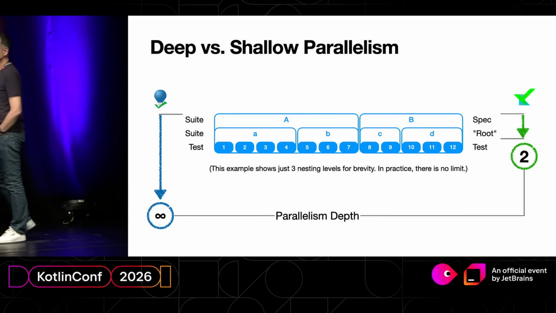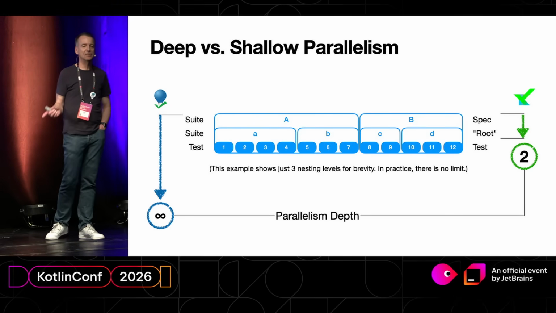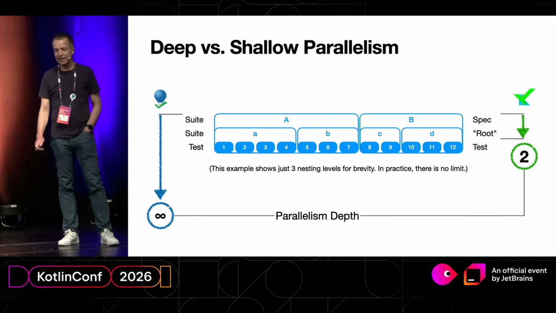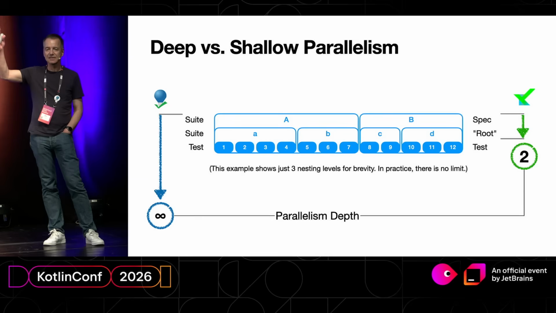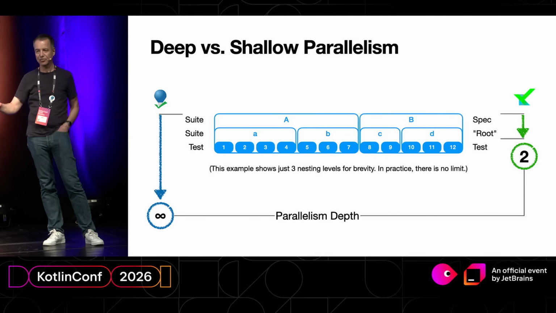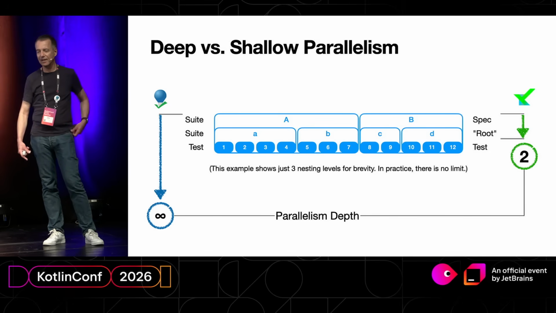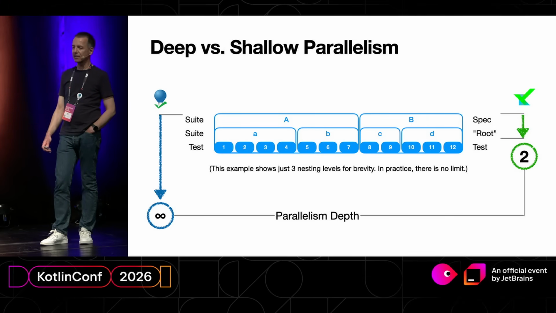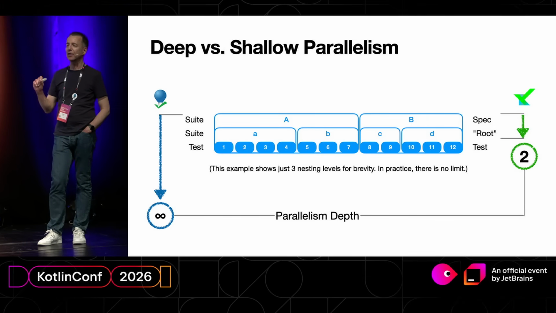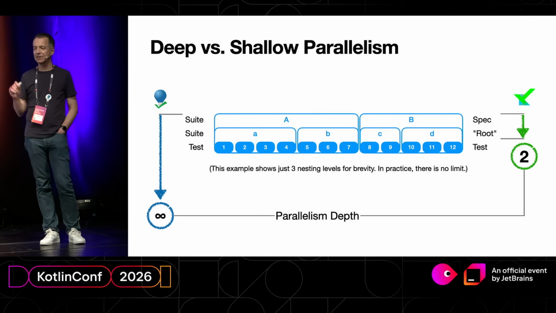And it turns out that the difference is deep versus shallow parallelism. TestBalloon, when you select concurrent execution, parallelizes across the entire test tree, right? From the top down to the very bottom, regardless of the number of levels. So your tests could be 11 levels deep, everything will be parallelized. In Kotest, only the top 2 layers can be parallelized, and everything below them runs sequentially.